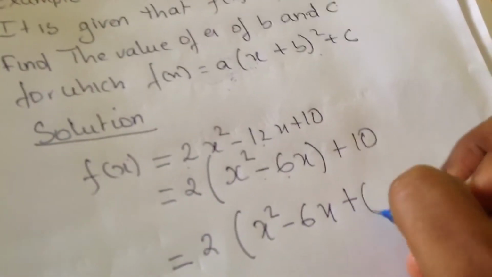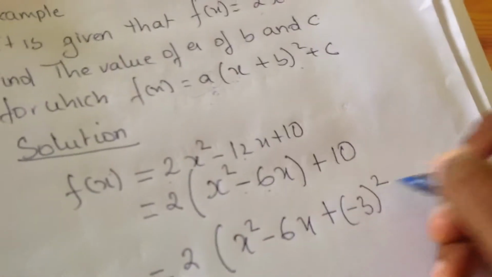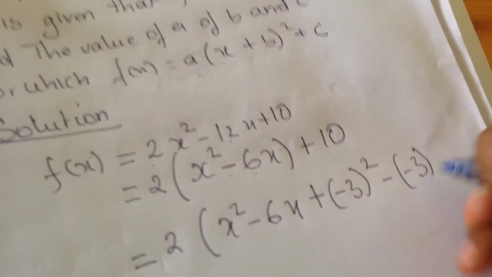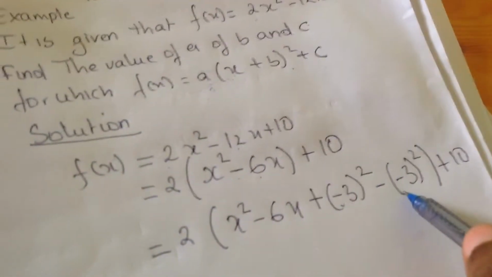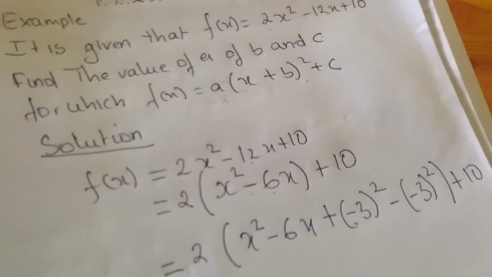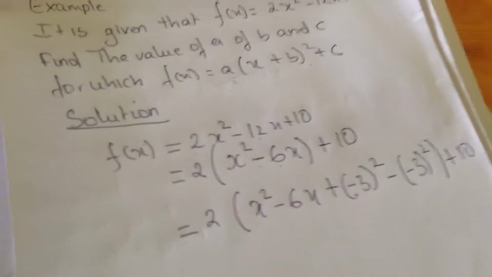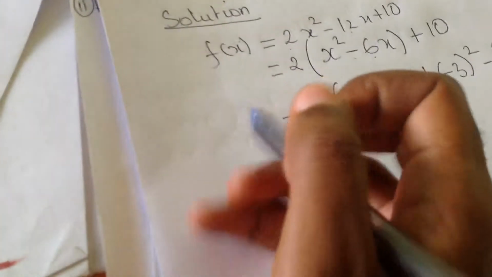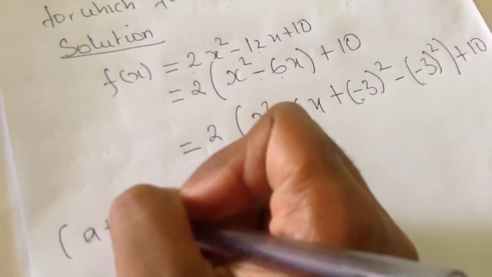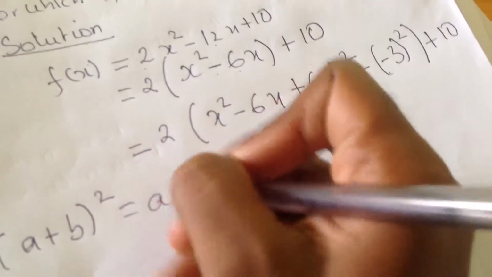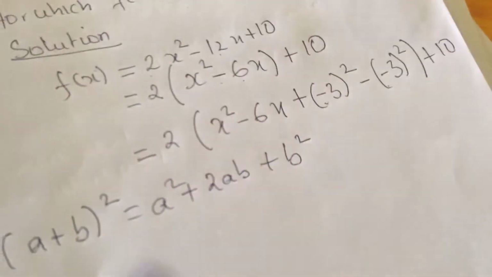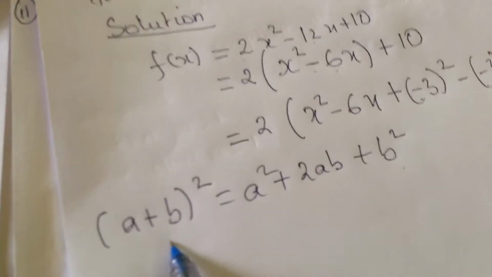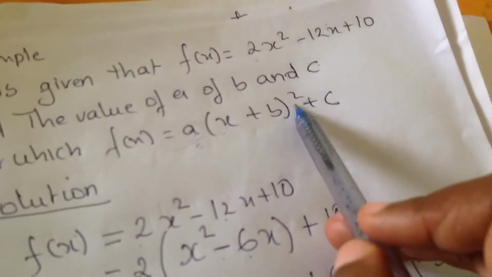Then I'll add the same thing, so -3 squared, and then subtract the same thing. So I'm not doing anything actually, because at the end of the day, when I'm adding something and subtracting the same thing, it's still 0. I'm just writing it in such a way that it will look the way I want it to look. Because you know that when you have a plus b all squared, you get a squared plus 2ab plus b squared. So if I have something like this, then I can write it this way at the end, because at the end of the day I need it to look that way.